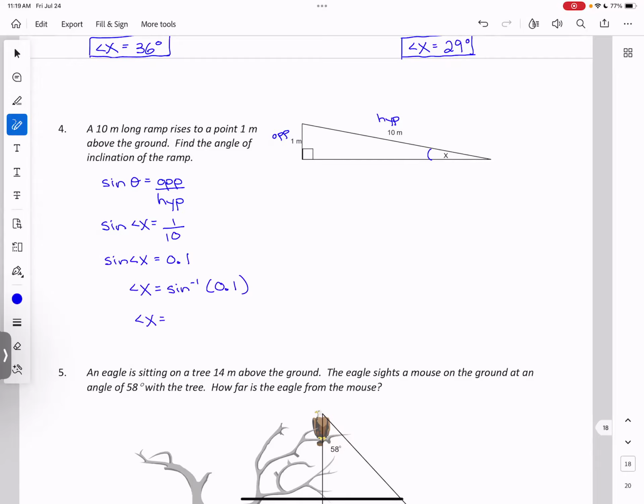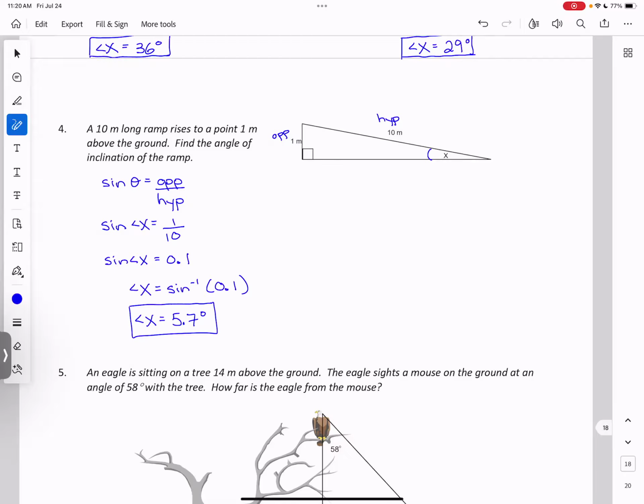And when you calculate that out, what do you get? It doesn't tell us what to round to, so let's round to the nearest tenth. So I get 5.7 degrees. Okay, and that makes sense. It's a pretty small angle because it's only rising 1 meter across a ramp of 10 meters long.